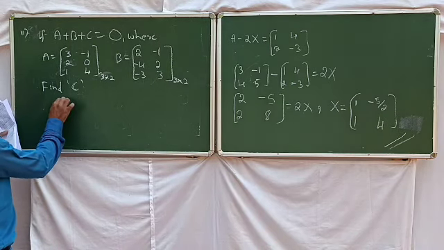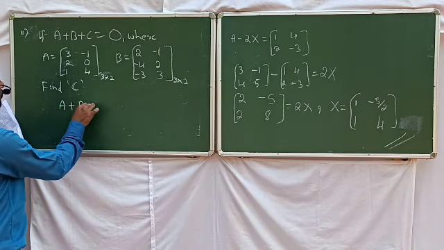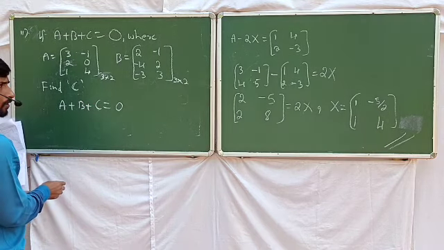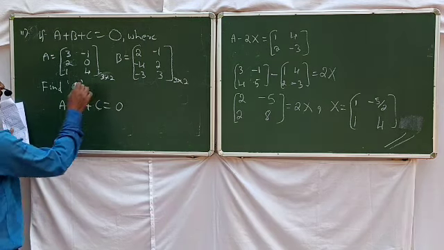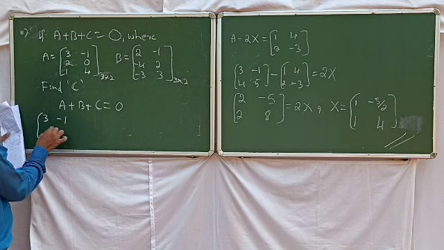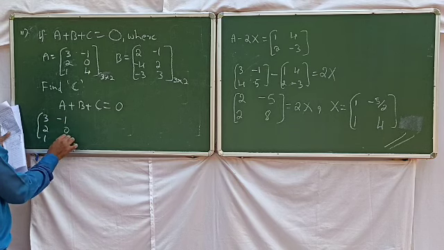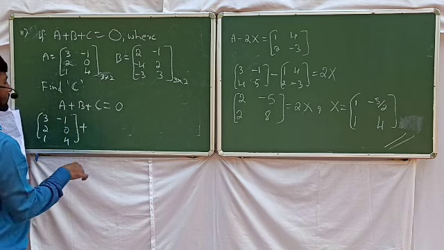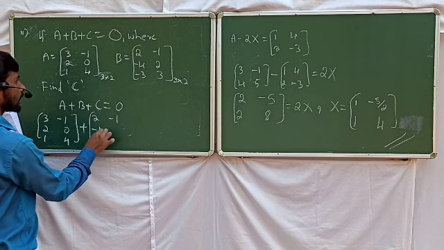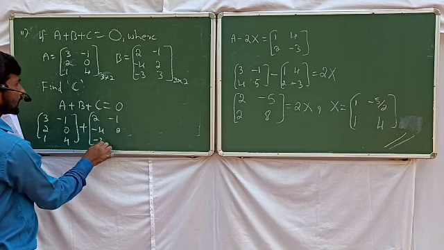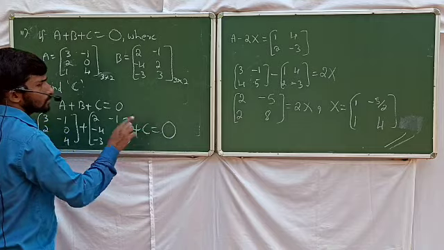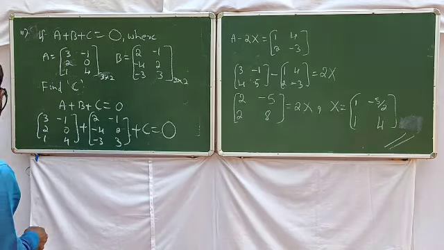Consider the equation A plus B plus C equal to 0 matrix. Okay, question is C value. So substitute the values. A value is equal to [3, -1; 2, 0; 1, 4]. B value is equal to [2, -1; -4, 2; -3, 3]. Plus C is equal to 0. Remember, 0 means it's a 0 matrix.